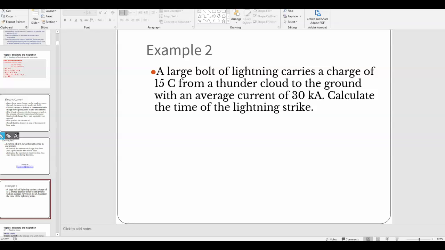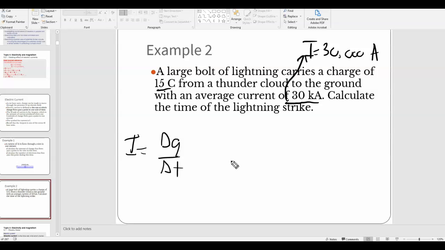And then question 2, it says a large bolt of lightning carries a charge of 15 coulomb, which again is a massive amount of charge, from a thundercloud to the ground with an average current of 30 kiloamps. That is a massive amount of current right there. 30 kiloamps, that's 30,000 amperes. Wow. Calculate the time of the lightning strike. Again, this is just a really basic example. It's not really common to see problems involving the definition of current like this, but of course you need to know what current is to be able to talk about electric circuits.